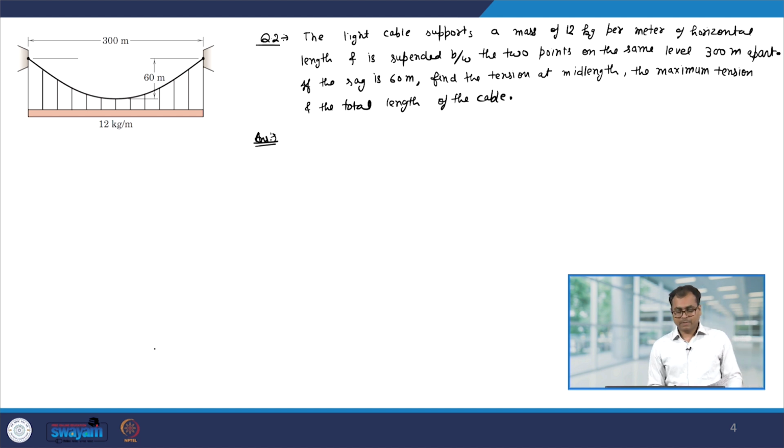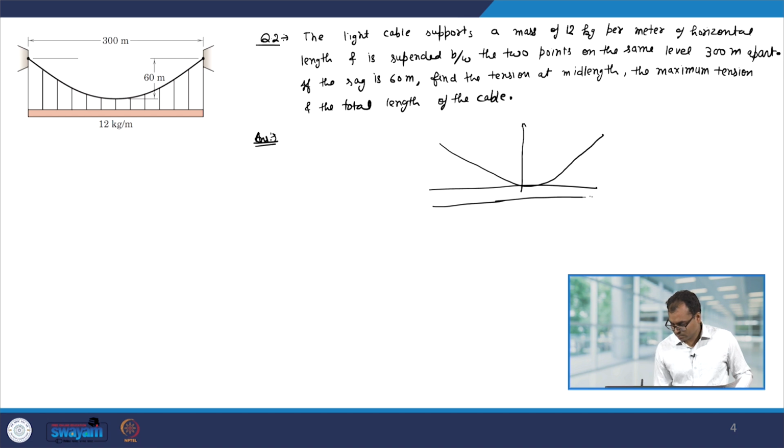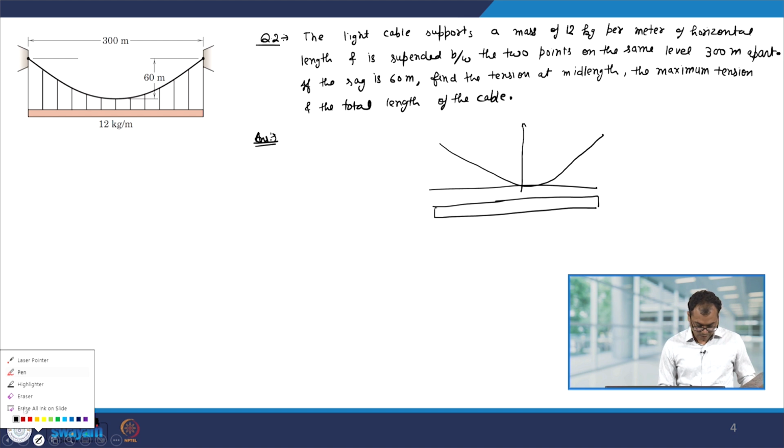So, again you can see here that the cable is supporting a uniform weight along the horizontal direction. Therefore, the equation of the cable will be the parabola. Now, let me first make the diagram. So, we have this cable and this cable is supporting a uniform weight.